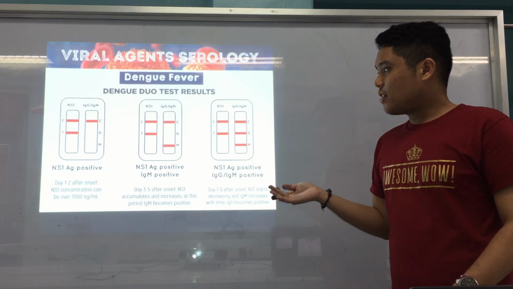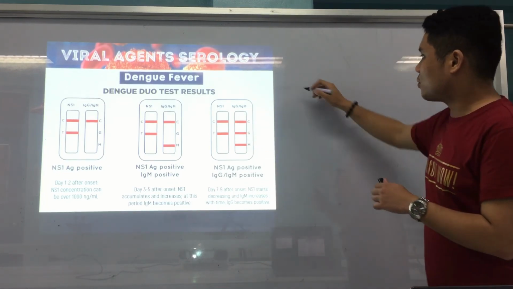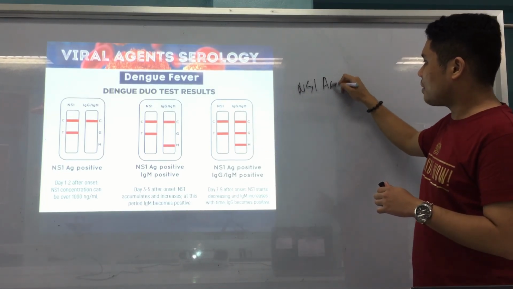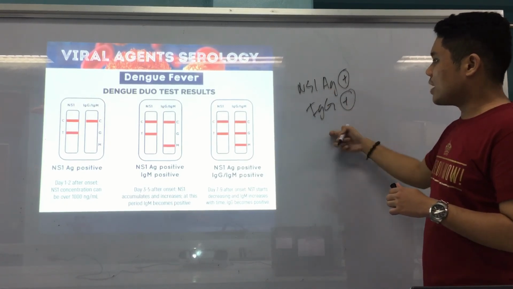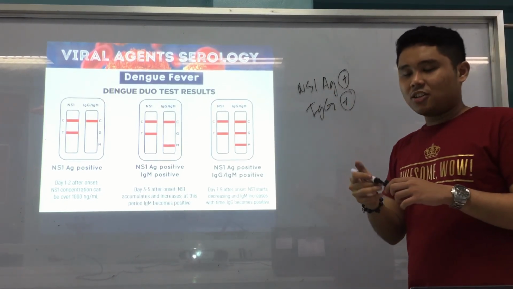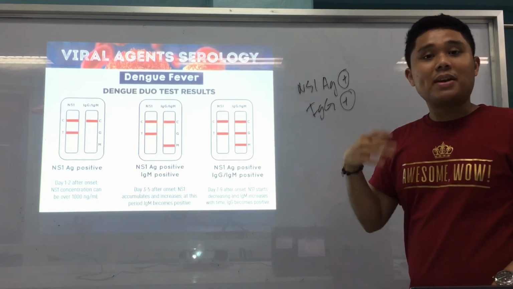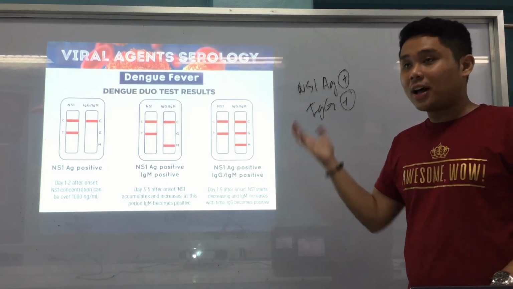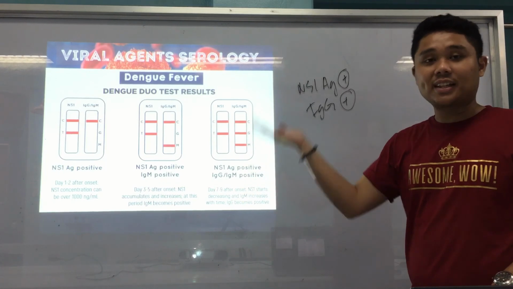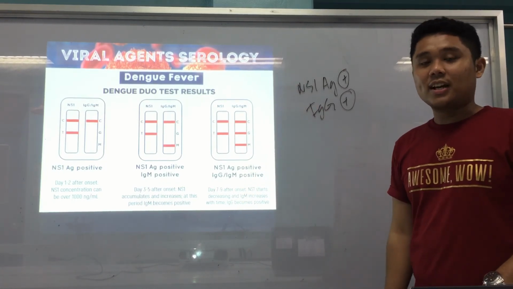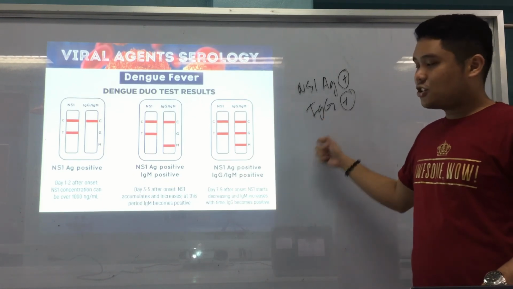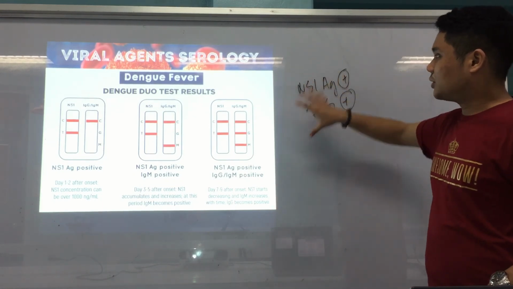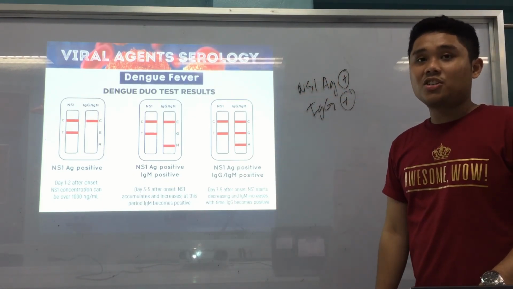Now, as you have noticed, there is no NS1 antigen positive and IgG positive. Why? Because if there's already IgG, the NS1 antigen will be neutralized. It will disappear, because the IgG antibody is effective against your NS1 antigen. So in the long run, the NS1 antigen will disappear if IgG is positive. That's why there is no result for NS1 antigen positive, IgG positive.